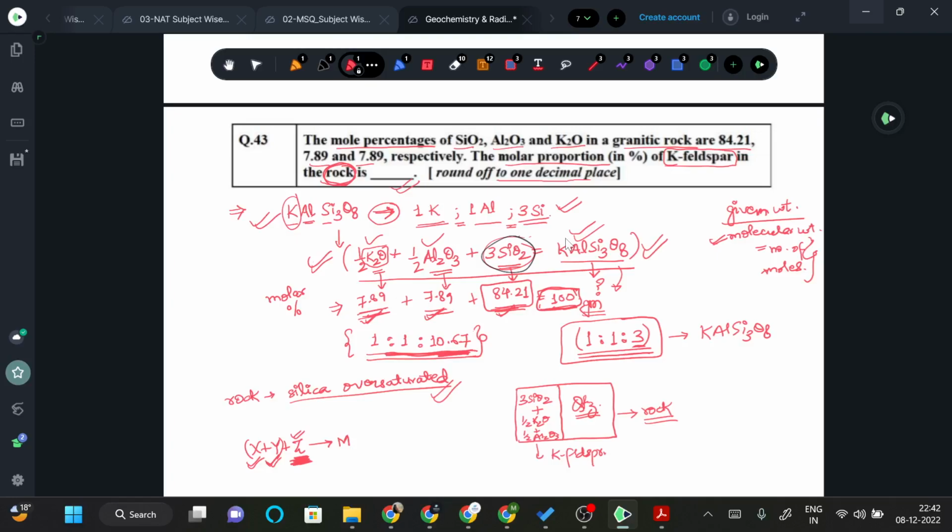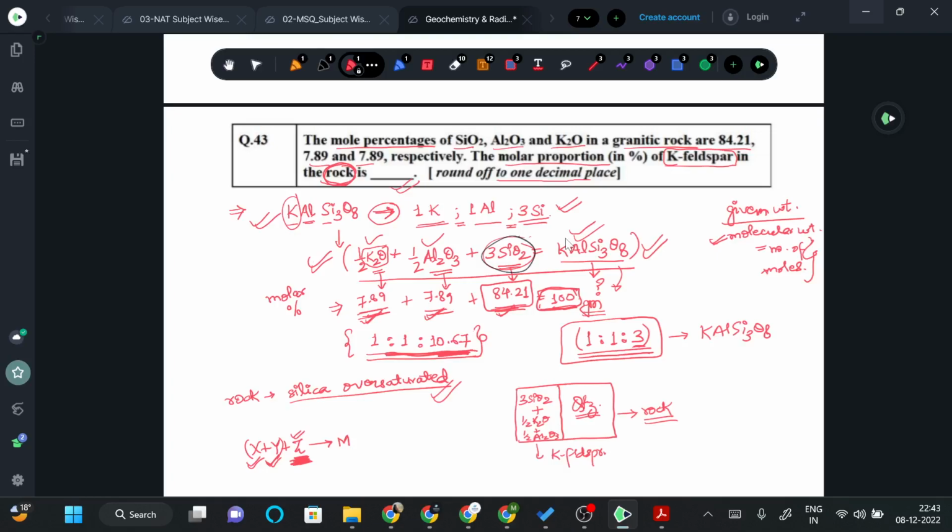So firstly, you need to have a look at the ratio in which these mole percentages are given, and then compare it with the product. It is saying that the molar proportion of K feldspar in the rock is... So basically these three oxides are forming K feldspar.